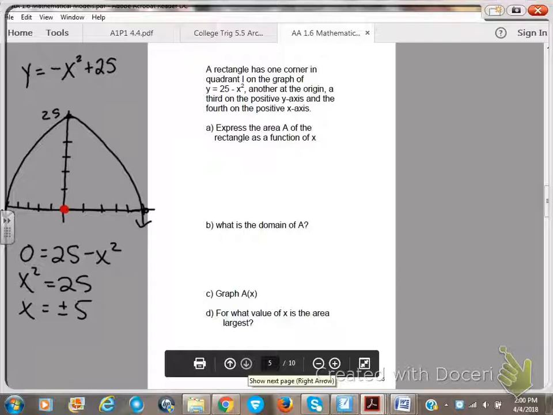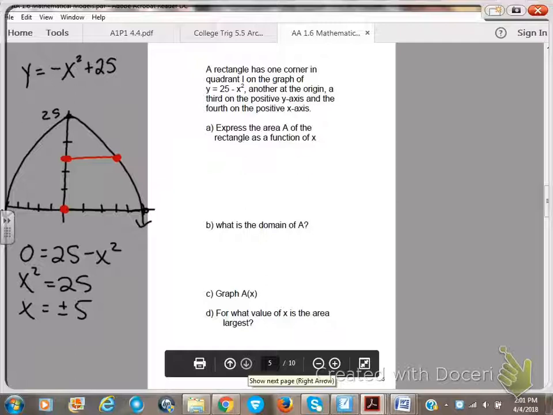So somewhere on this piece of the parabola, there is a corner of the rectangle. I'm going to put it here. It's completely arbitrary. I just randomly picked that. Then, a third on the positive y-axis. If we want the positive y-axis, would that be the top half or the bottom half? Top. Now it is a rectangle, so it has to be perfectly straight over from there.